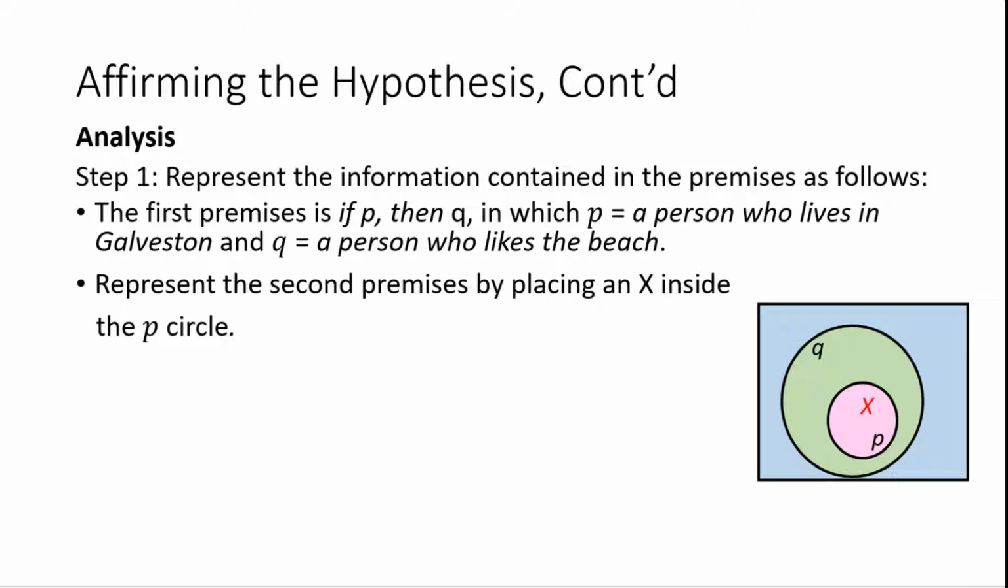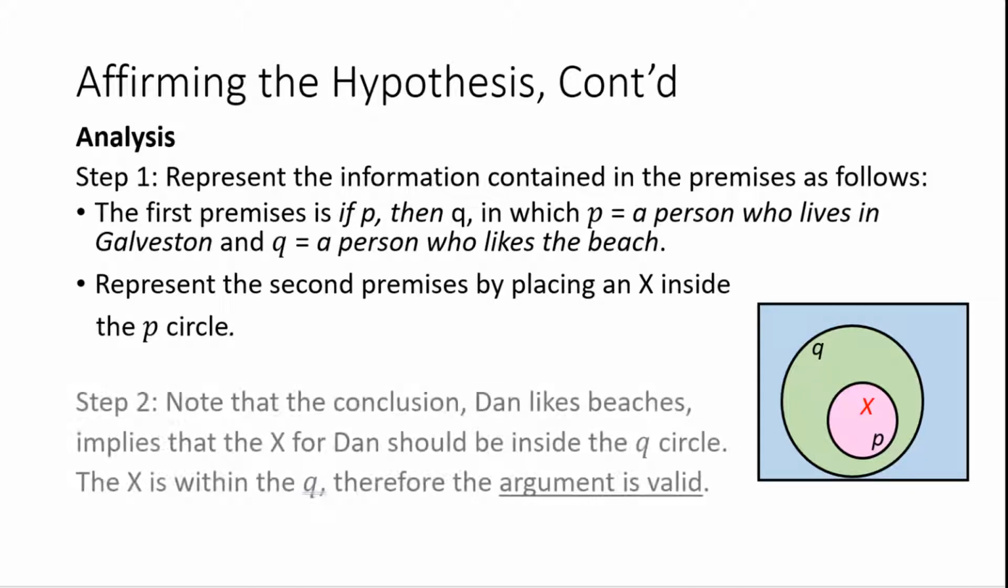Let's observe. We have a Venn diagram that's a rectangular box with a circle enclosed in it marked with a Q, and within that Q is another circle completely inside, labeled P. Notice that X is in the P. Now to step 2. Note that the conclusion Dan likes beaches implies that the X for Dan should be inside the Q circle. The X is within the Q, therefore the argument is valid.